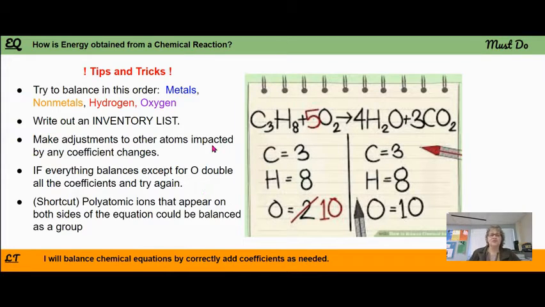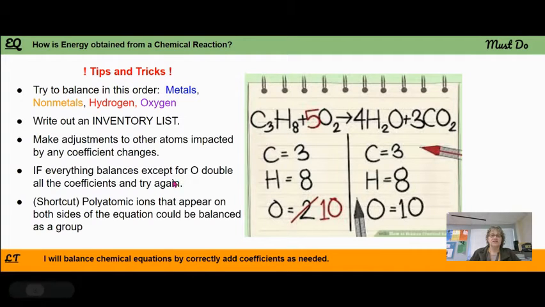Okay. Some tips and tricks in balancing. First, try to balance in this order: metals, then non-metals, then hydrogen, and then do oxygen last. Okay, because you'll find oxygen is the hardest one. Always write out an inventory list. So that's similar to what they've done here. Okay, so they have written out how many of each atom there are, and they're working with that list. And then make adjustments to other atoms, make sure that if you're putting a coefficient on, you're making adjustments to those atoms as well.